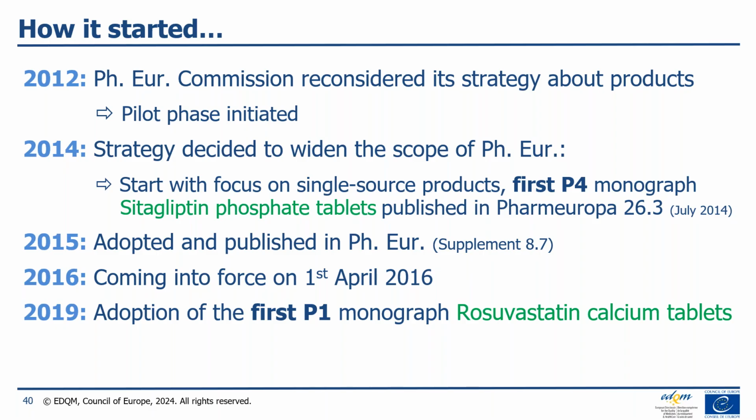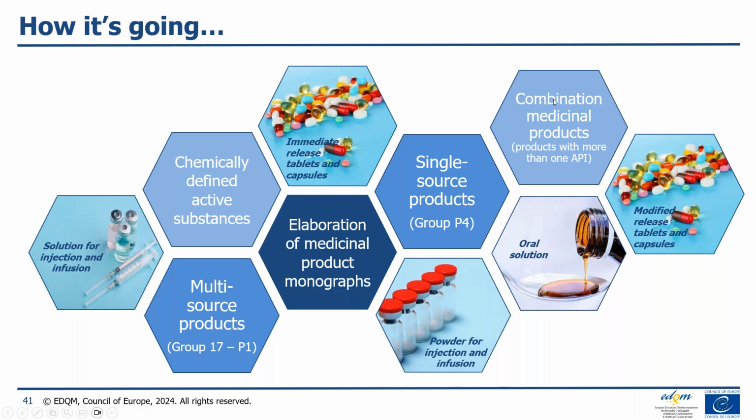So where we are now, as said, we started with single source product elaboration, but now we also elaborate multi-source products, so P1. We also started with the immediate release tablets and capsules, but over the years, the scope also includes now solutions for injections and infusions, oral solutions, powders for injections, and most recently, also modified release oral forms, and also combination medicinal products, so products with more than one active substance.